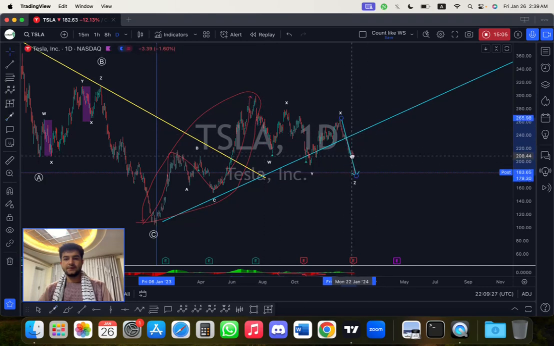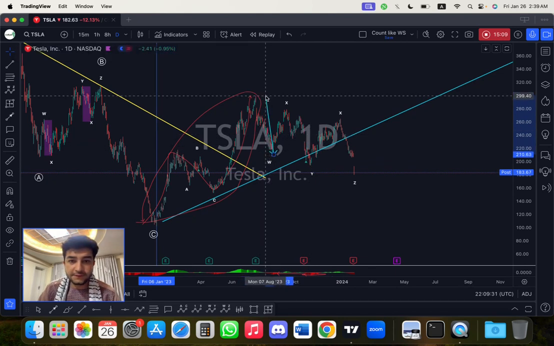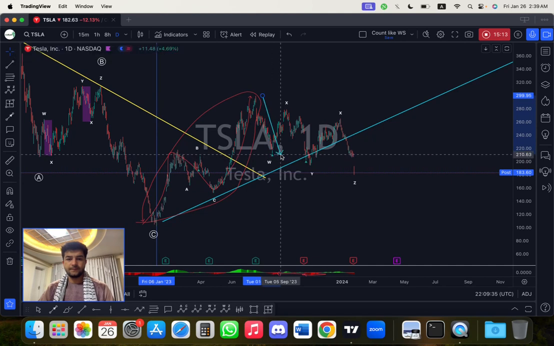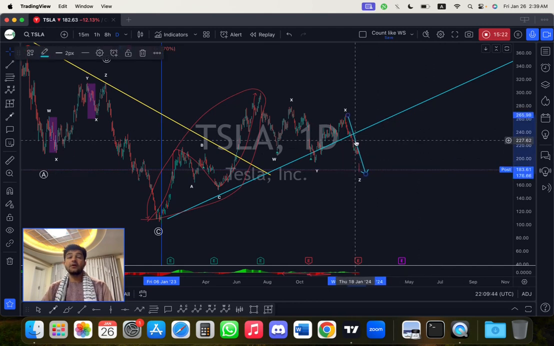Take it, put it here. Let me take it more precise, and put it here. Are they equal? You see, they are about to be equal. So overall, I'm long. I just took the long just before the market close. I took the long because I was expecting this to be a Z wave.